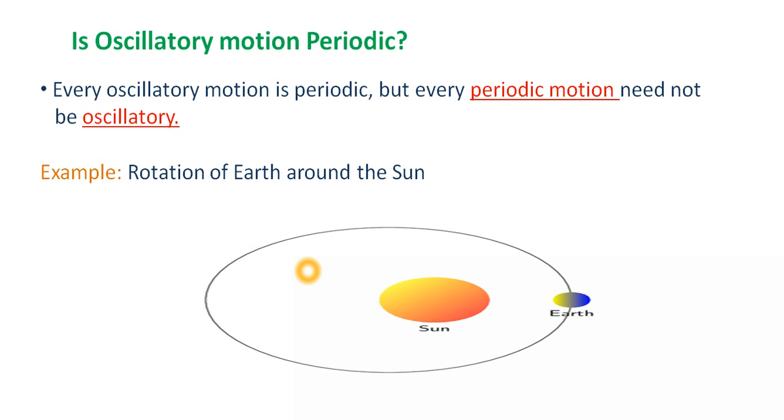But do you think it's oscillatory motion? Anywhere do you see a to and fro motion? It's not a to and fro motion, right? It's not an oscillatory motion. So this motion, rotation of Earth around the Sun, is periodic motion because it is covering equal distances in every equal interval of time. But it's not oscillatory motion, it's not to and fro motion. So not every periodic motion needs to be oscillatory, but yes, every oscillatory motion is periodic in nature. And this was all about oscillations, periodic motion and vibrations. Thank you.